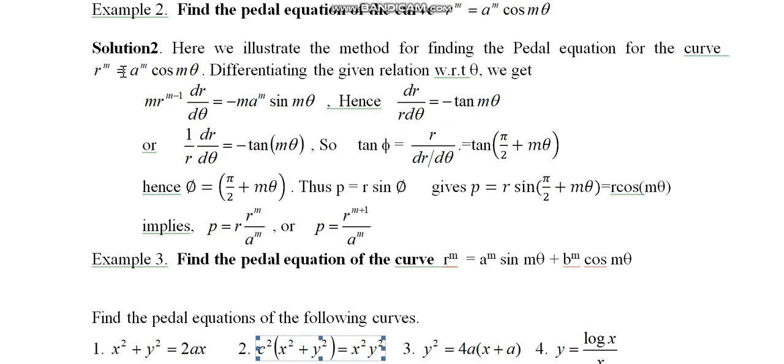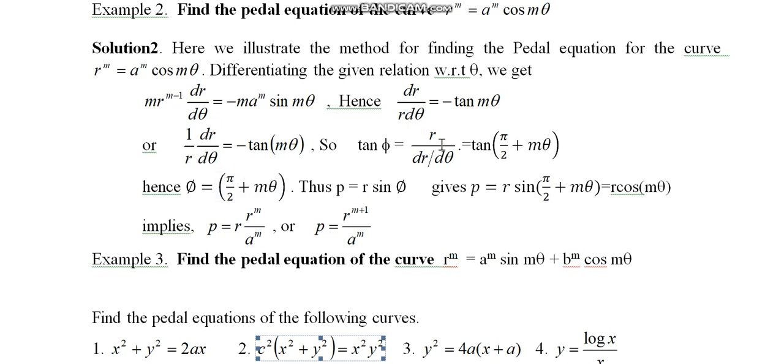Of course, you can divide the equation r to the power m is equal to a power m cos m theta by the second equation m into r to the power m minus 1 dr by d theta is equal to minus m into a power m sin m theta. You may note that dr by d theta divided by r is equal to minus tan m theta, or I can write 1 by r into dr by d theta is equal to minus tan m theta. Of course, what is required here is tan phi is equal to r divided by dr by d theta, that is the inverse of this term.